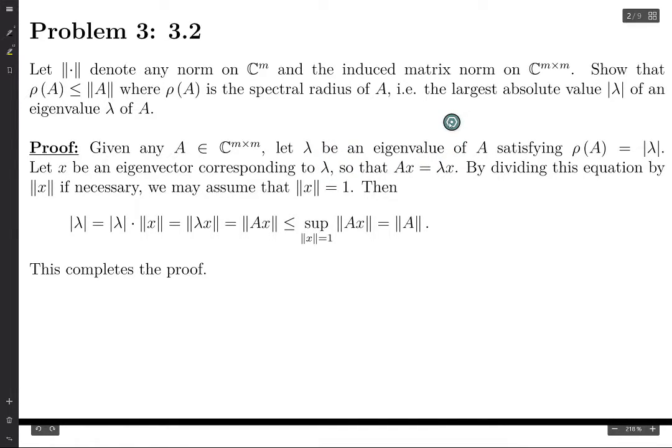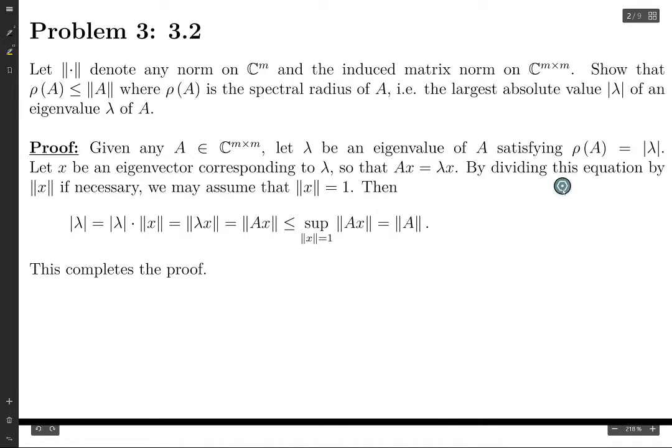Of course, you could have multiple eigenvalues, like a repeated one. Just take the identity matrix: if A is the identity matrix, then all of the eigenvalues are 1, and any eigenvalue will do, because every eigenvalue has absolute value 1, which is the spectral radius. But anyways, lambda is an eigenvalue of A, so let X be an eigenvector corresponding to this eigenvalue. So AX equals lambda X.